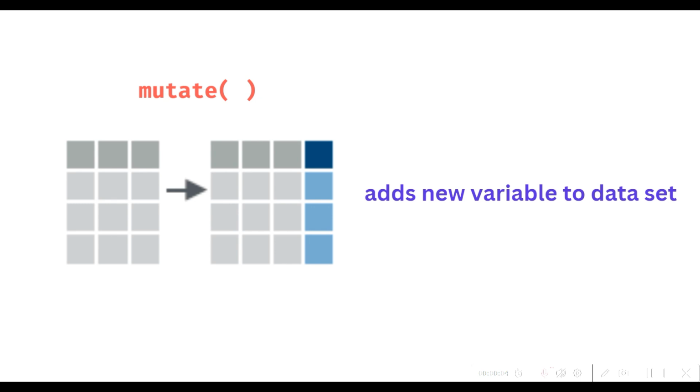In this video, we will look at the mutate function from the dplyr package. The mutate function is used to add new variables or change existing variables of a dataset. Let's take an example of the mtcars dataset.